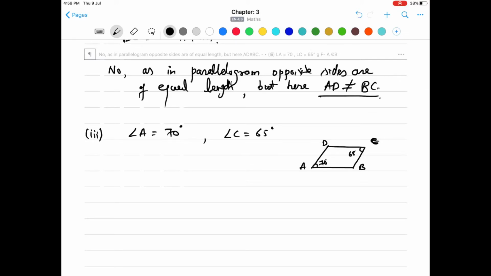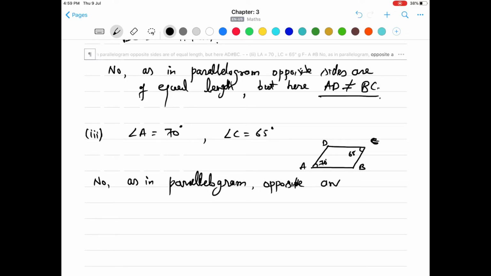So we'll write the answer as no, as in a parallelogram opposite angles are equal, but here angle A is not equal to angle C. That's why it cannot be a parallelogram.